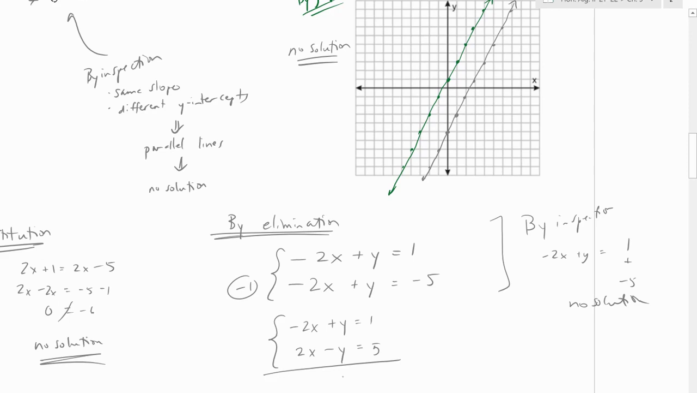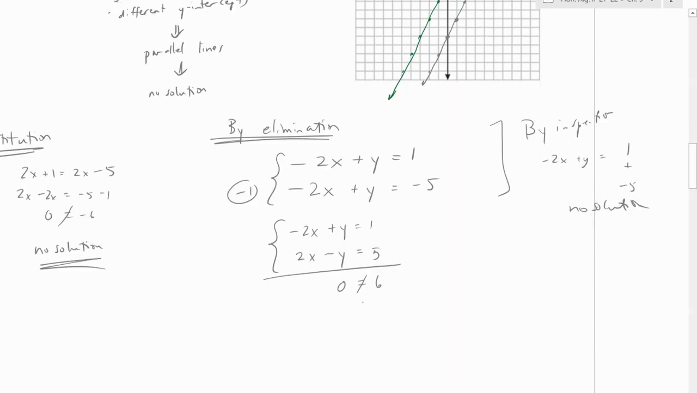And then when you add them up, you get 0 over here and 6 over there. Again, not true, which would lead us to saying it's no solution. So the whole point of this page is for you just to realize, hey, there's lots of ways of knowing it's no solution. You don't need to do them all. You just need to know no solution. Like, just figure out there's not an answer. There's no point, or there's no ordered pair that makes both those equations true.